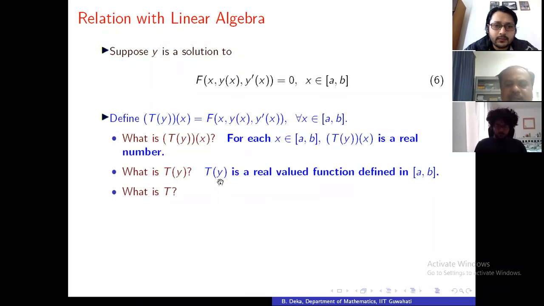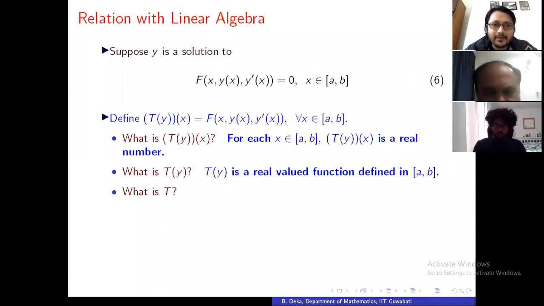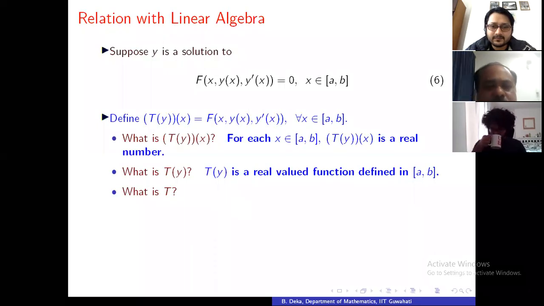So if T(y) is a real valued function, then what is T? Sorry to interrupt, there is a question. Somebody is asking why f(x, y(x), y'(x)) is a real number. Throughout my lecture, I will be talking only about real valued functions. That means whatever coefficients and other things come up, all will be real valued. Okay, so capital F is a real valued function. So what is T?